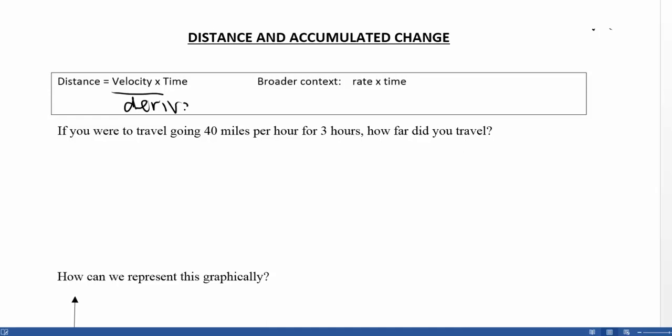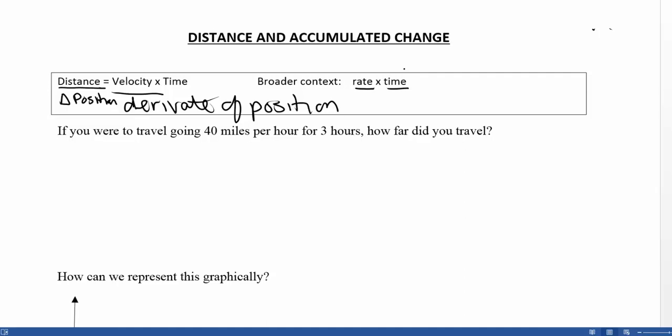Now, distance is going to be the change in position. So we're able to use the derivative of position in conjunction with our independent variable time to learn something about the original function, which is position. If we were to take this formula and make it a little broader, we could write this as rate times time. So here, instead of velocity, we have rate, and time we still leave as a factor here.